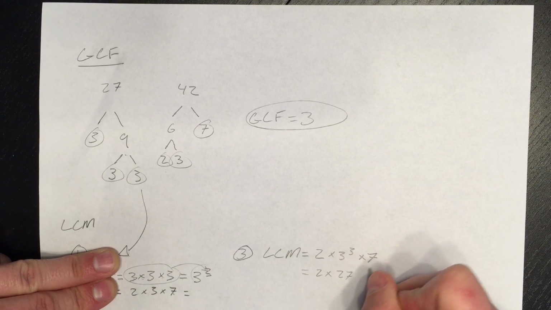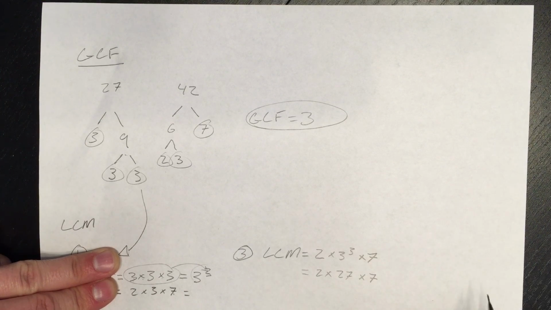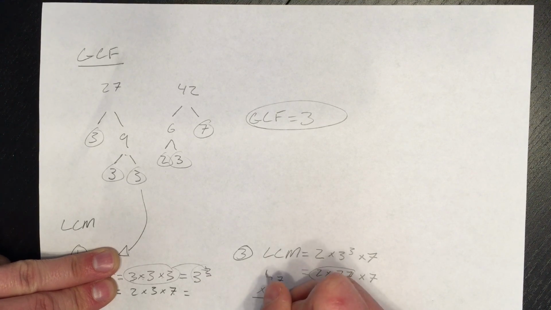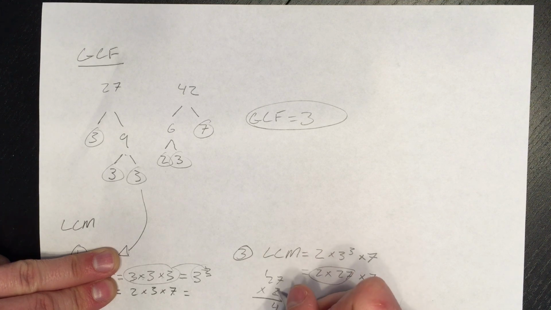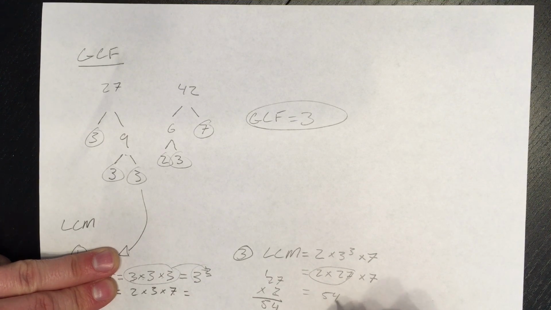27 times 7. We're going to actually have to stack some multiplication problems here. So 27, let's focus on that right there. Multiplied by 2, 2 times 7 is 14. The 4 goes down here. The 1 gets put up at the top there. 2 times 2 is 4, plus 1 is 5. So 54 is 2 times 27.